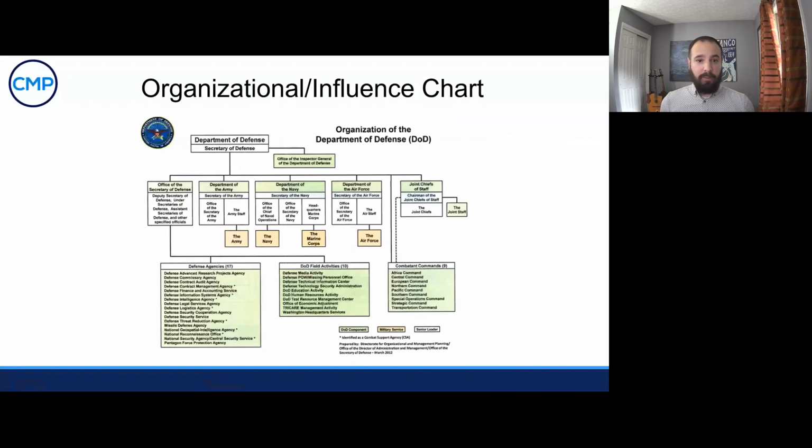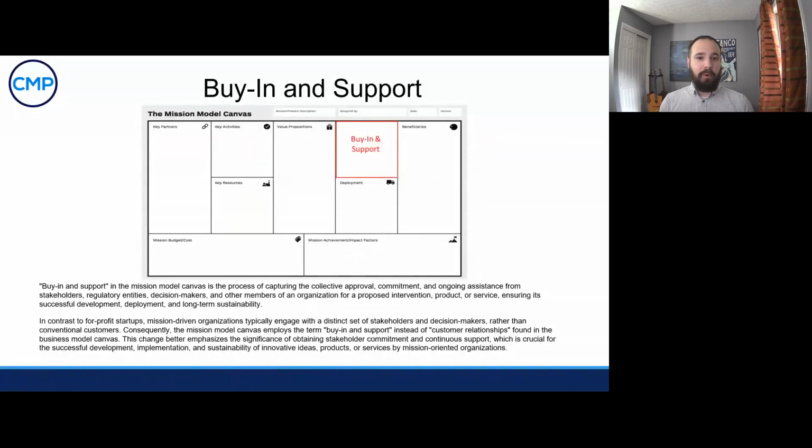Or if you're working with government partners, oftentimes they're available for free online with just an easy keyword search. So your next box that we have here in the middle for desirability is in between beneficiaries and value propositions, and that's buy-in and support. And buy-in and support in the mission model canvas is the process of capturing the collective approval, commitment, and ongoing assistance from stakeholders, regulatory entities, decision makers, and other members of an organization for a proposed intervention, product, or service, ensuring its successful development, deployment, and long-term sustainability.